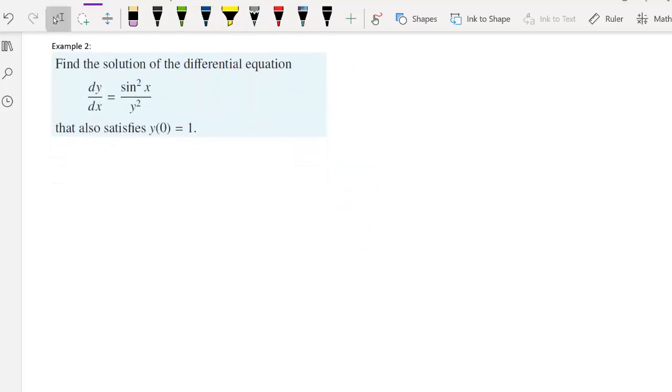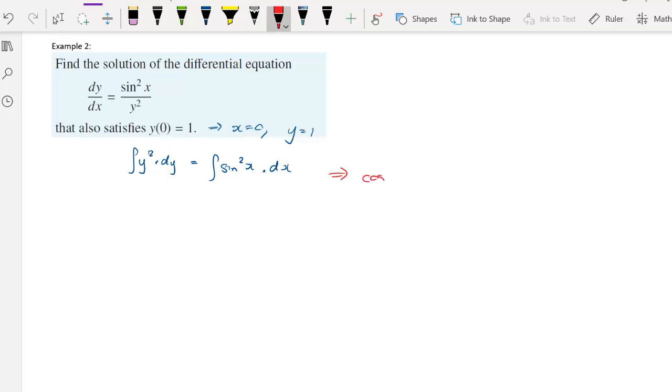When we look at example 2, it's not a big step. The extra piece of information that they give us is that when x is equal to 0, y is equal to 1, which is enough information to be able to determine a particular solution to this given differential. Step 1 is still the same. We want to go through our process to group and find the two integrals. So we can multiply by y squared, and we've got the integral of y squared dy, and we can separate this differential, so we've got our dx going across, and we've got the integral of sine squared x dx.